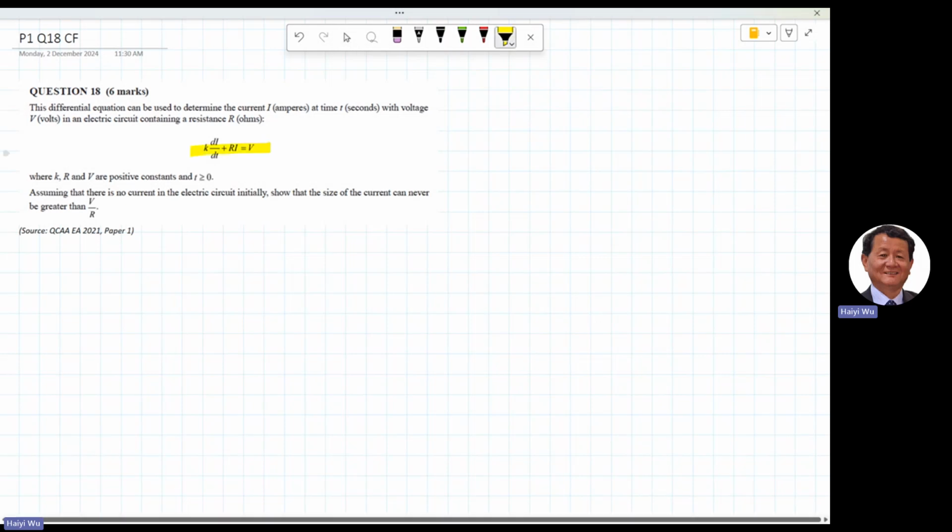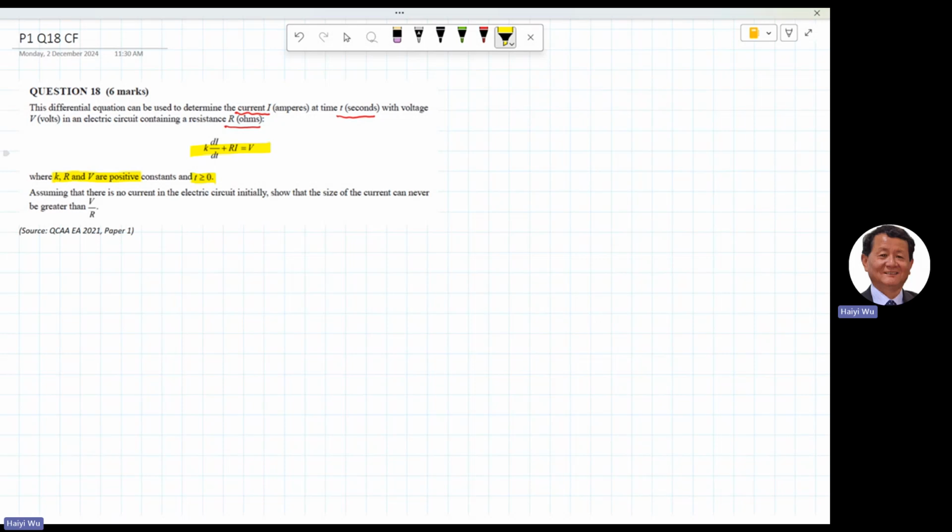with two variables. One is I. What's I? I is the current of the electricity. And the time is T in seconds, and resistance. So I and T are the variables, and R, V, and K are the constants. Don't forget T is greater than or equal to 0. A few things that we know is that there is no current in the electric circuit initially.